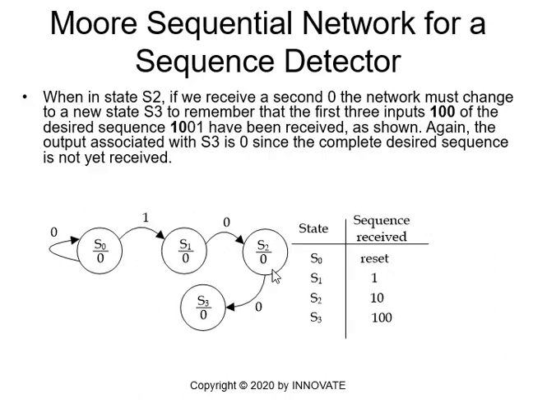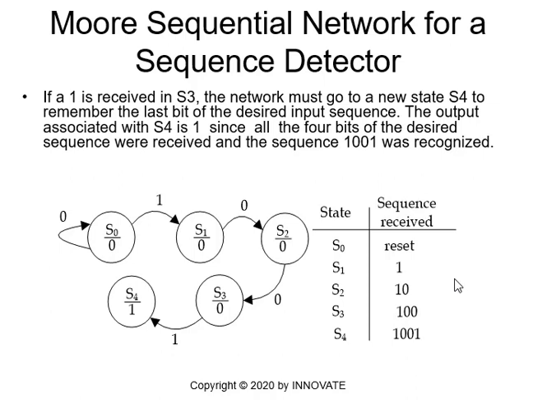Now, if we receive another 0 in S2, if we receive a second 0, the network must change to a new state S3 to remember that the first 3 inputs 100 of the desired sequence 1001 have been received, as shown. Again, the output associated with S3 is 0, since the complete desired sequence is not received. So S3 will remember now 100.